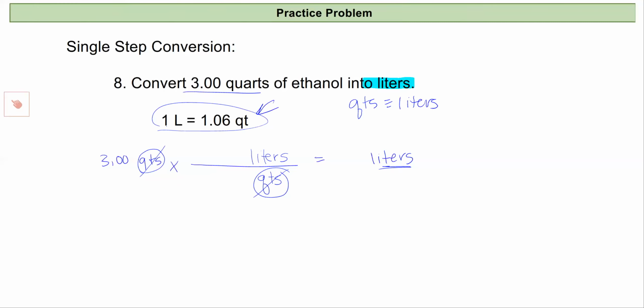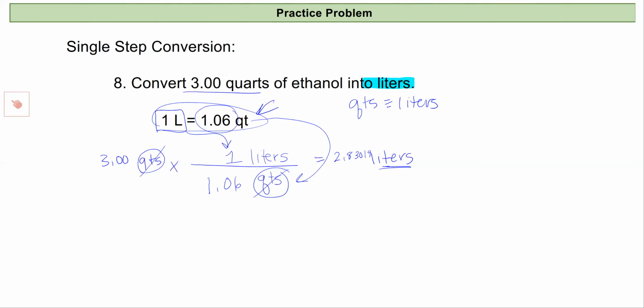Great. So I plug in this 1 liter up here. So that's a 1. And my 1.06 quarts down here, 1.06. And I plug this into my calculator and divide 3 by 1.06. And if you do that, as I'm doing right now, you're going to get 2.8301, and it keeps going.